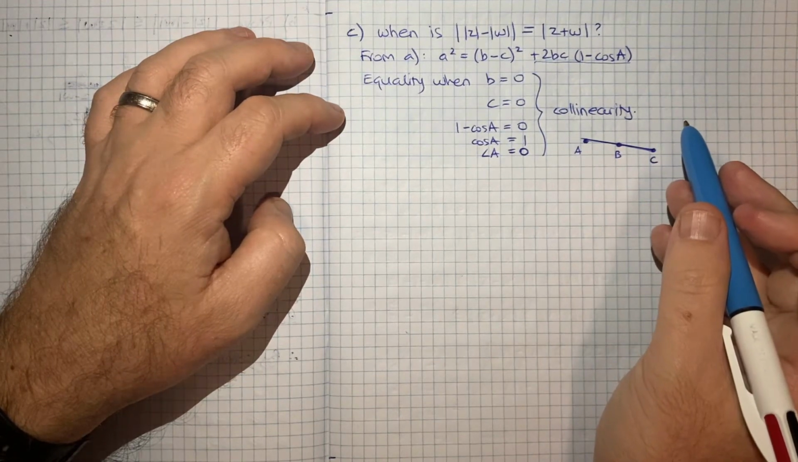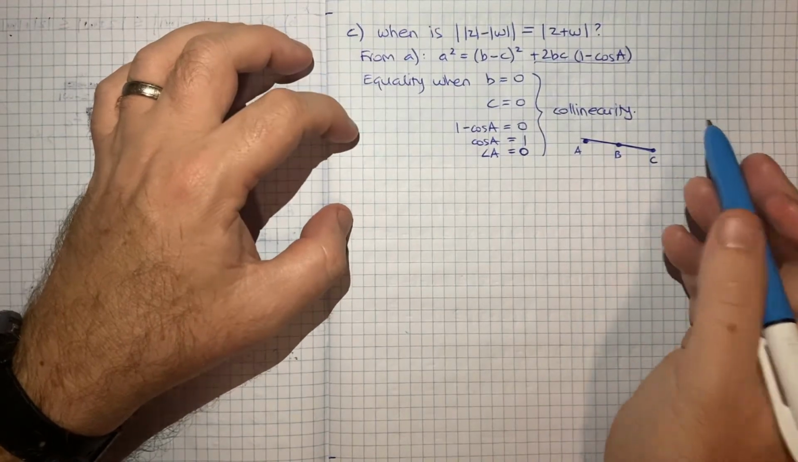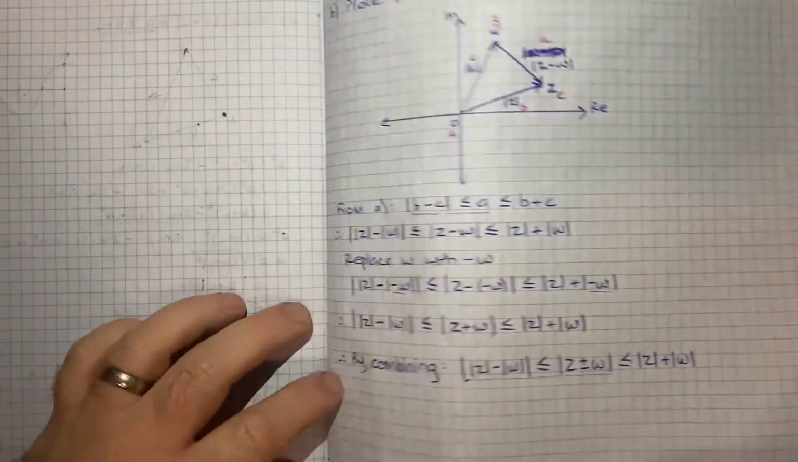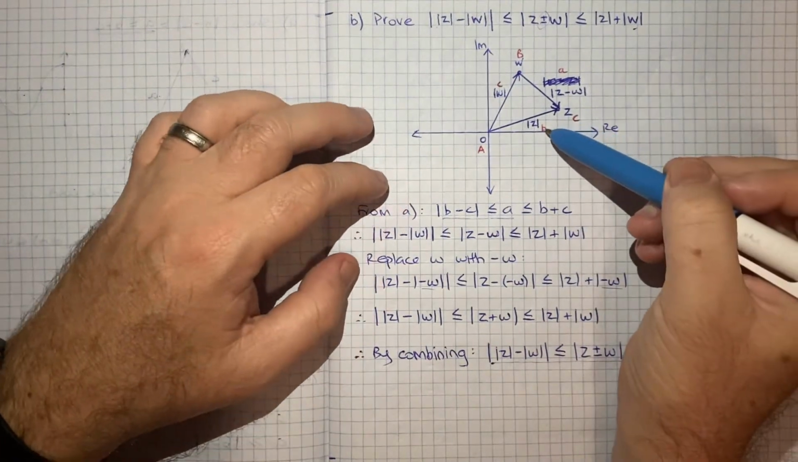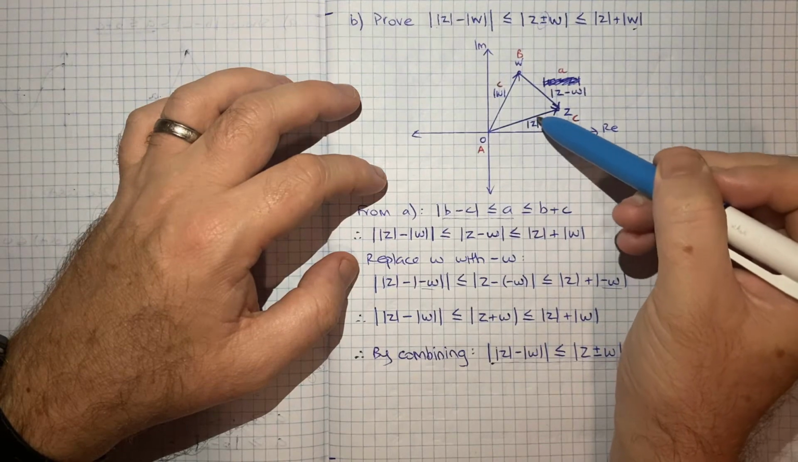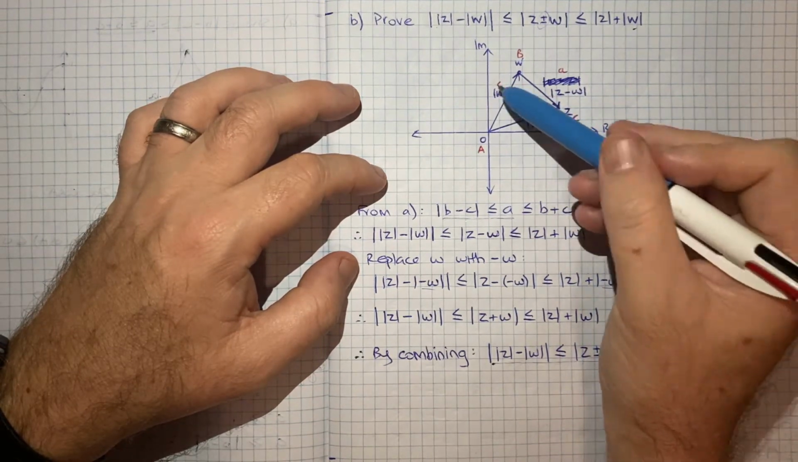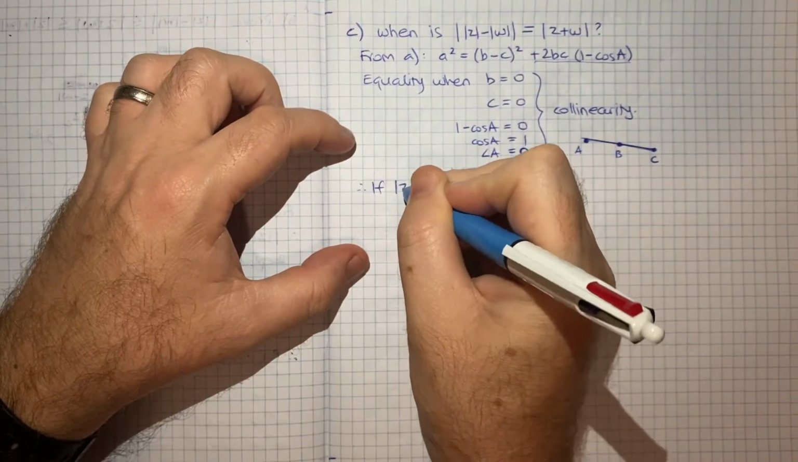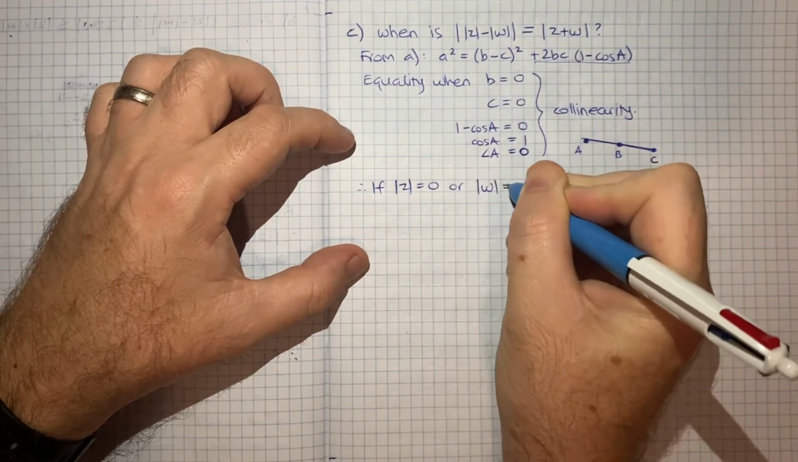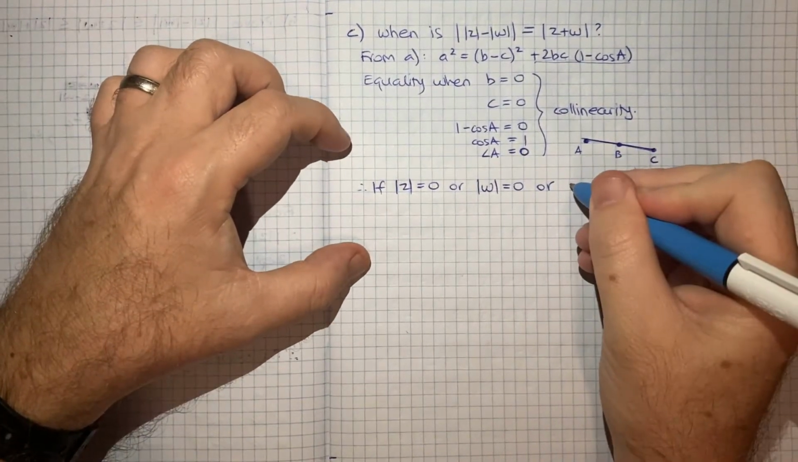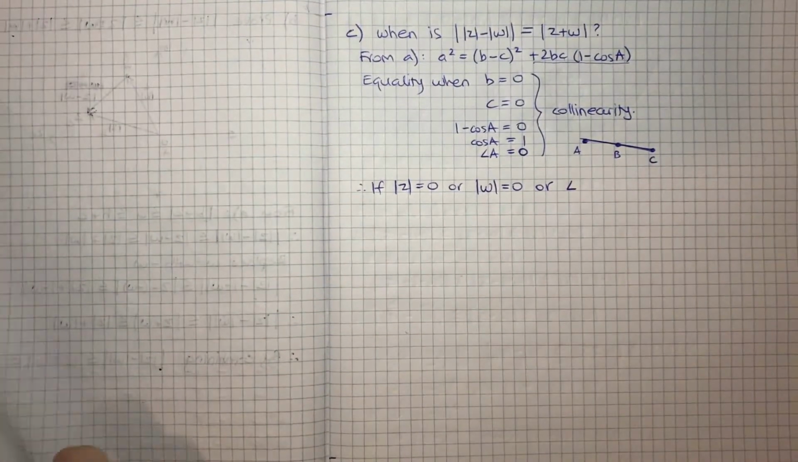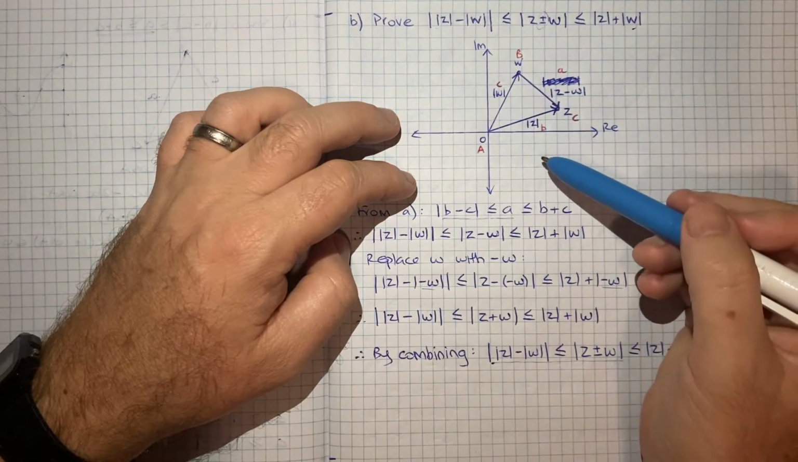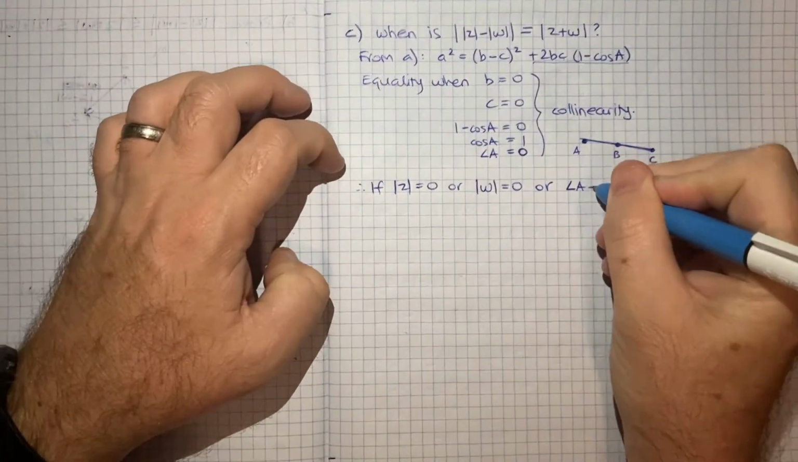So I guess what we can say from there is, remembering what was B? B was the magnitude of Z and C was the magnitude of W. So if either of those complex numbers is 0, so if the magnitude of Z is equal to 0, or the magnitude of W is equal to 0, or the angle, you could call it angle A, which would mean the argument, but I'll just call it angle A, is equal to 0.